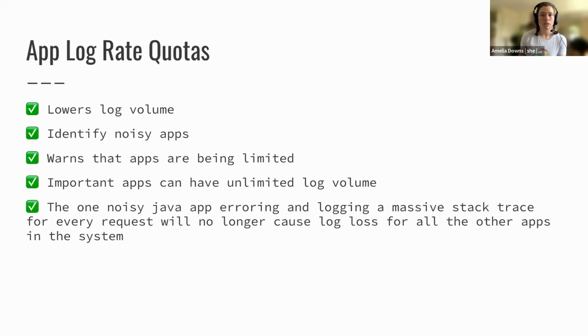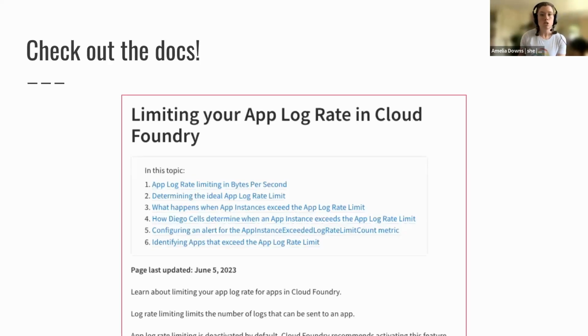So with these quotas, you can lower your log volume, identify noisy apps, get warnings when limits are being enforced, but important apps can still have unlimited log volume. And that one noisy Java app erroring and logging a massive stack trace for every request will no longer cause log loss for all the other apps in the system. You can check out the docs to learn more about this feature.